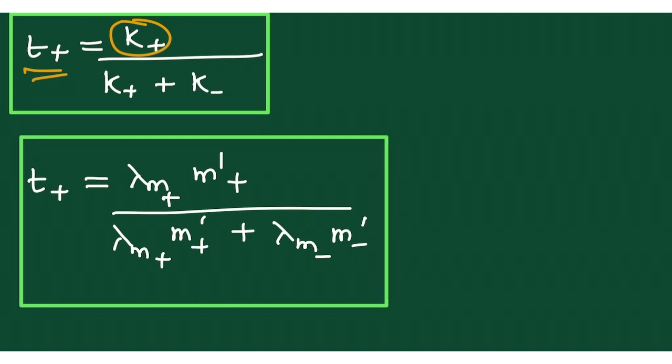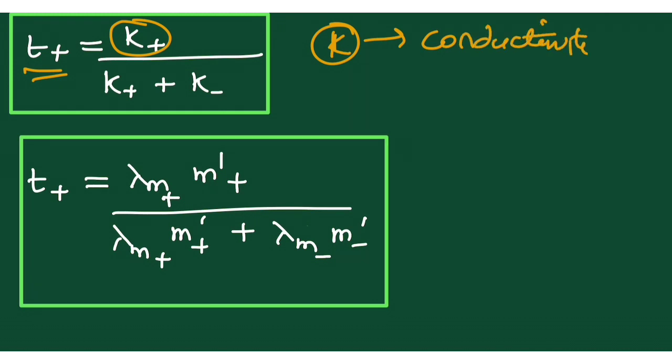Now, coming to the next point. Transport number is equal to K plus divided by K plus plus K minus, where K is the conductivity, kappa. It is kappa. Now, T plus is also given by lambda m into molality of the cation divided by lambda m plus lambda m minus. This is very important.